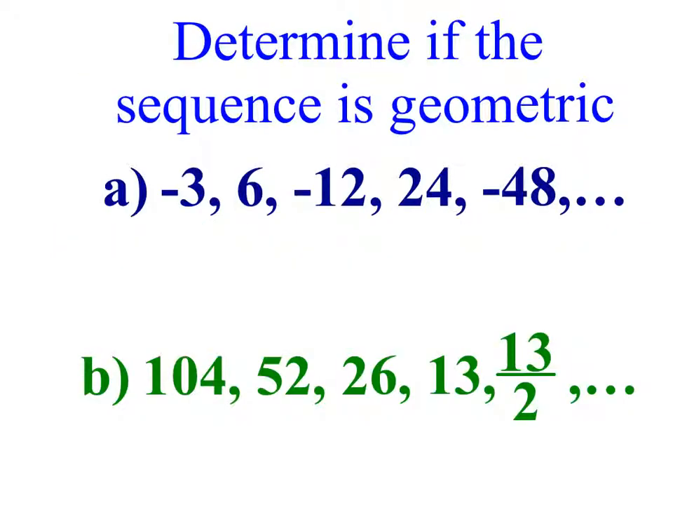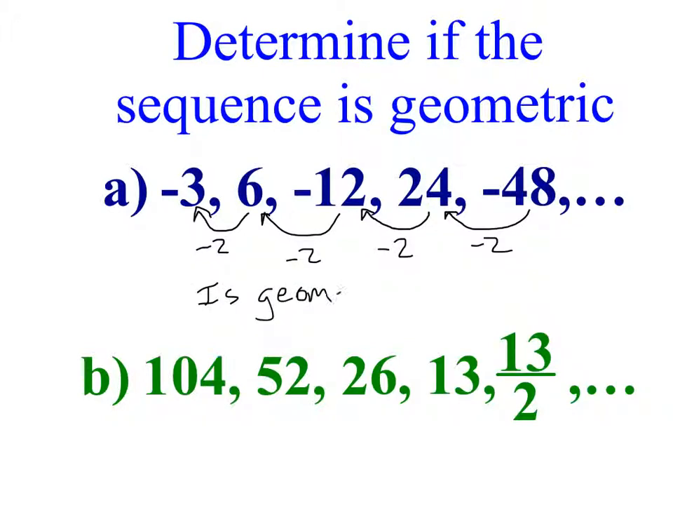So if we were asked to determine if these sequences are geometric, there's really two ways you can go about determining that. The way that will always work is take one term and divide it by its previous. 6 divided by negative 3 is negative 2. Negative 12 divided by 6 is also negative 2. 24 divided by negative 12 is negative 2. And negative 48 divided by 24 is negative 2. The division between consecutive terms is constant. Therefore, this is geometric.